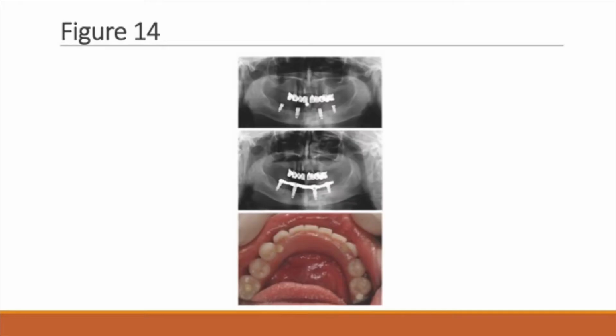A Toronto bridge was chosen for this patient. The 3 images in Figure 14 show, going from top to bottom, a screw-retained mesostructure, a cemented superstructure, and the final clinical presentation. Hybrid prosthetics of this type are gaining in popularity, and this treatment best met the patient's needs.